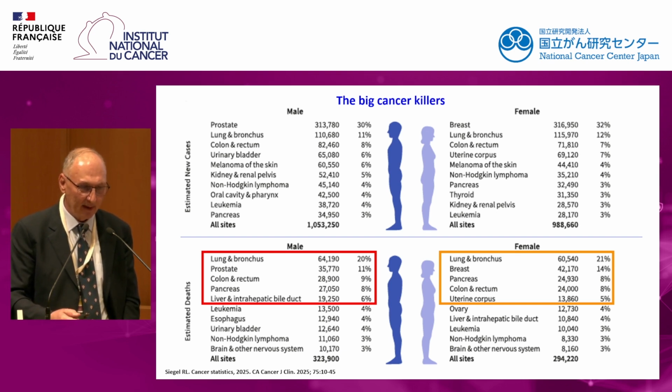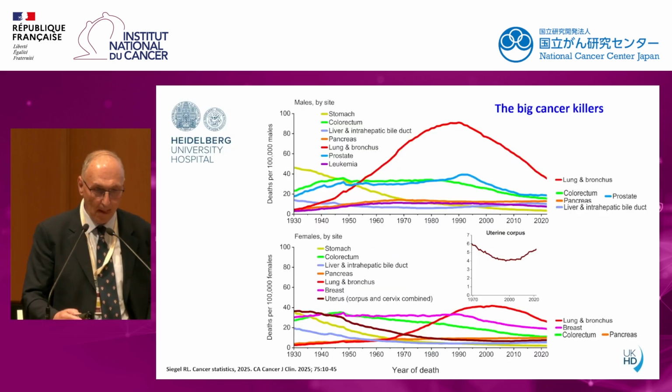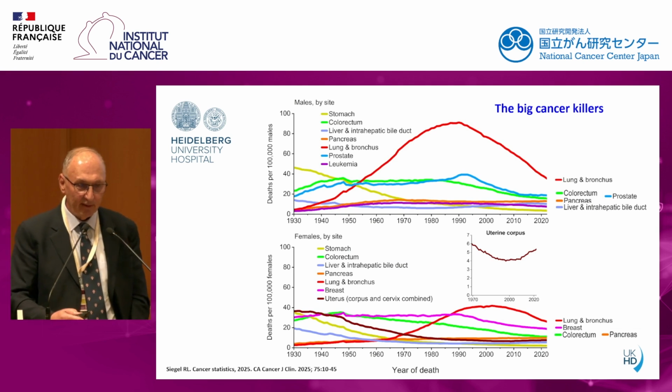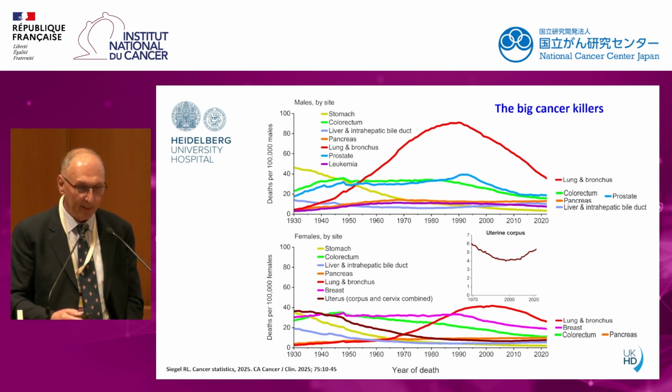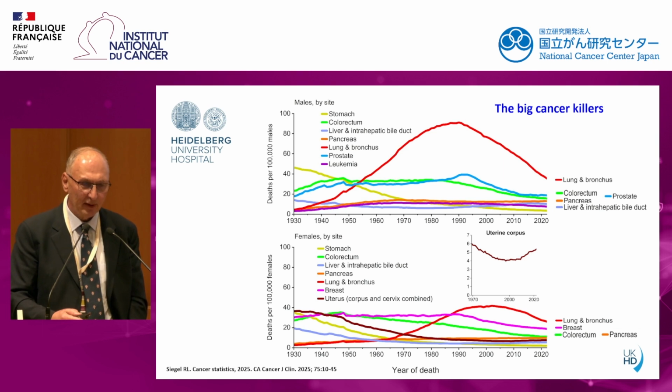We all know lung in men, prostate, colon, pancreas, liver. Women, pretty much the same. Add breast, add uterine cancer too. So there are important trends with the big cancer killers over time. These are American data. Lung is decreasing, mainly due to reduction in smoking. Some progress has been made with treating breast cancers and colorectal cancer.